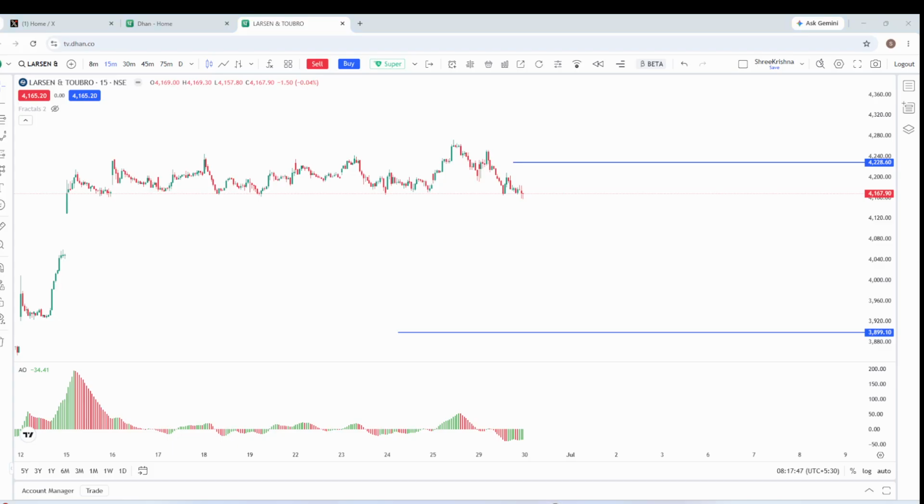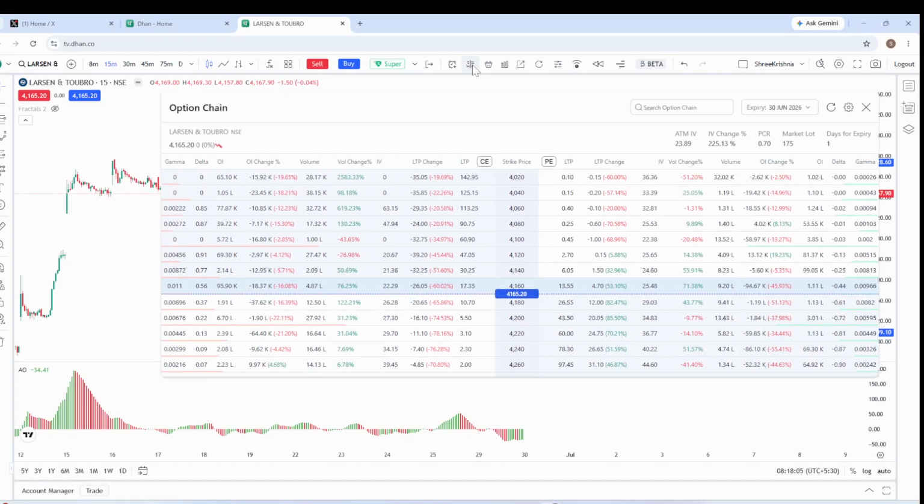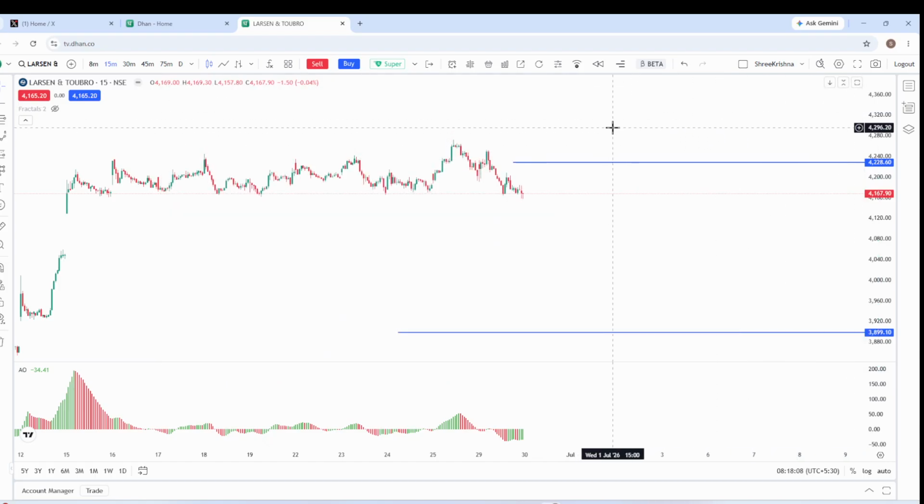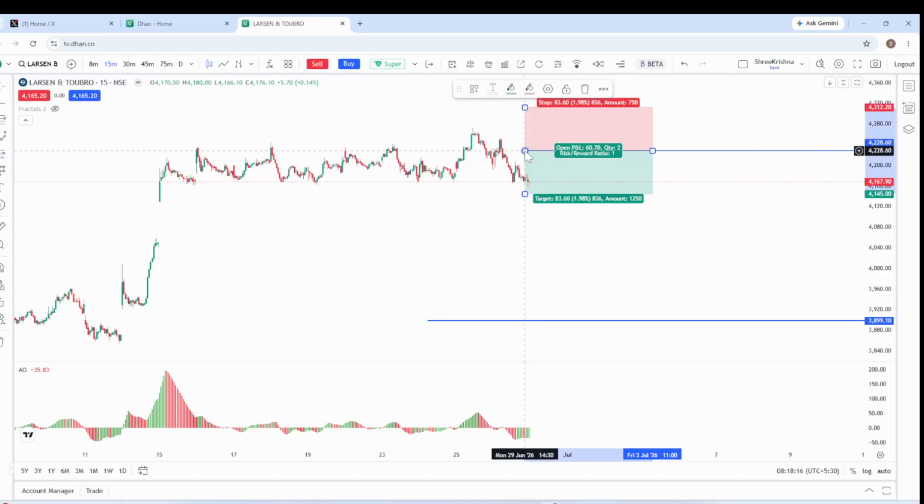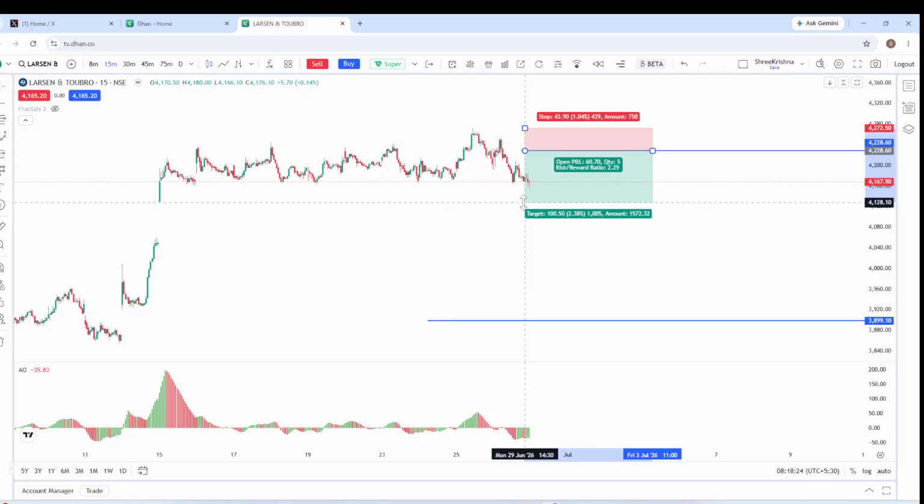The reversal candle should engulf the entire green candle. So that should be the reversal. Suppose this bar is a reversal bar compared to this candle. And what we are looking at is the lot size, which is 175. So this is your stop, that is 43 points, and you have a 1:2.